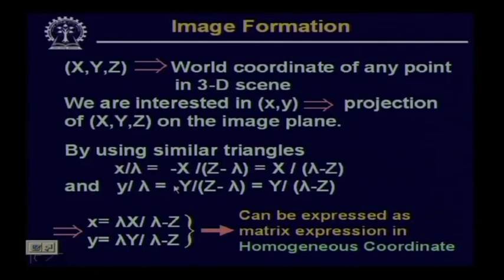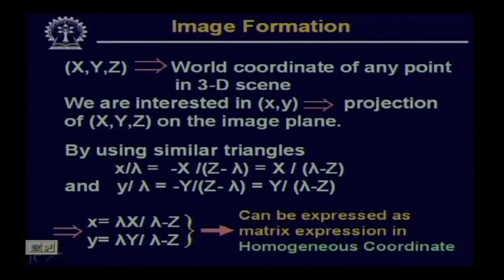Here, by using similar triangles, we can find an expression that lowercase x by lambda is equal to minus capital X by capital Z minus lambda, which is nothing but capital X by lambda minus Z, and y by lambda in the same manner is given by capital Y by lambda minus capital Z. So, from this I can find that the image coordinate x is given by lambda X by lambda minus capital Z. Similarly, the image coordinate y is given by lambda capital Y divided by lambda minus capital Z.